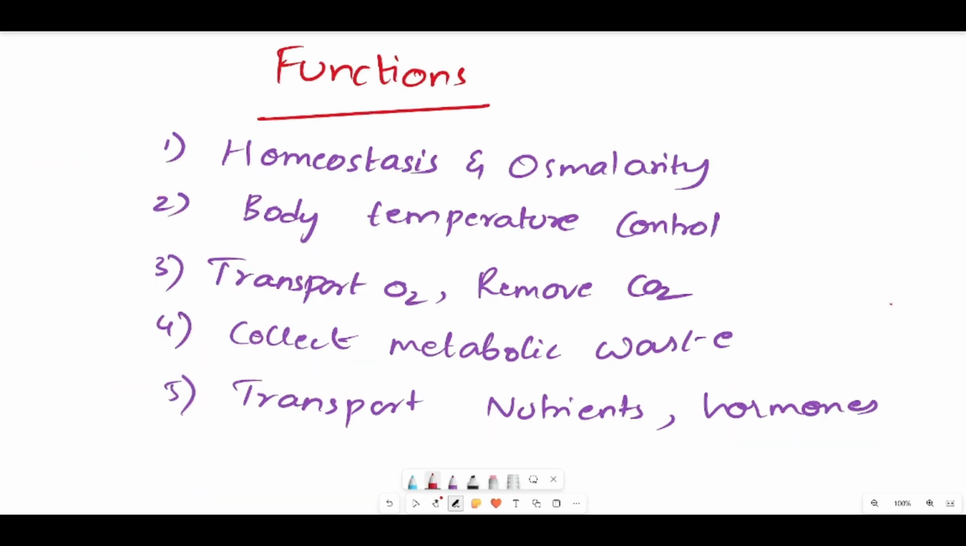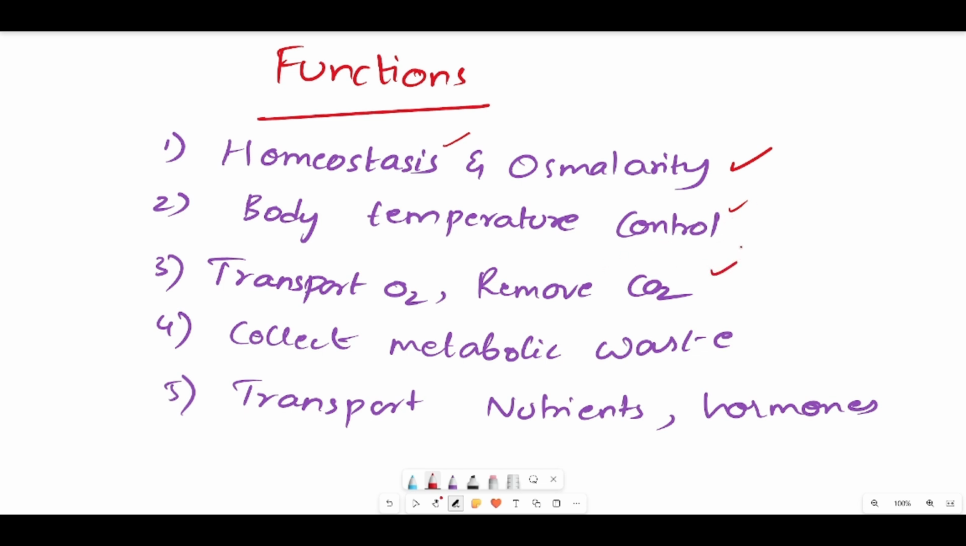So these are some other important functions of blood. First, it is mainly useful for maintaining homeostasis and osmolarity. Homeostasis is simply the maintenance of balance in the body. Second, it is useful for controlling the body temperature. That means the circulating blood is useful for controlling body temperature.